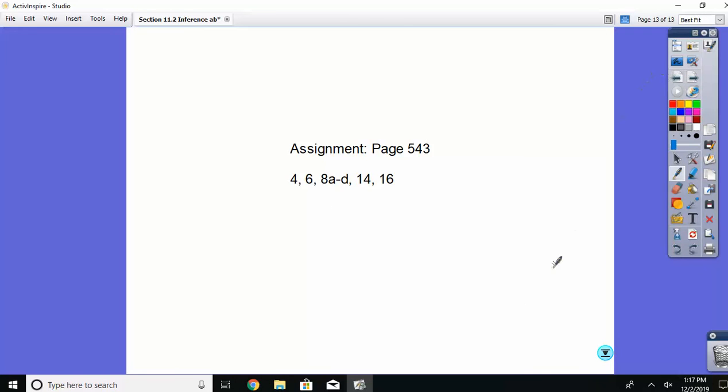This is the assignment. Due to the fact that these really require the calculator to do them efficiently without wasting a lot of time, I'm going to give you class time tomorrow to do this assignment. So you actually don't have any homework that you have to do tonight. You will have class time to work on this tomorrow.